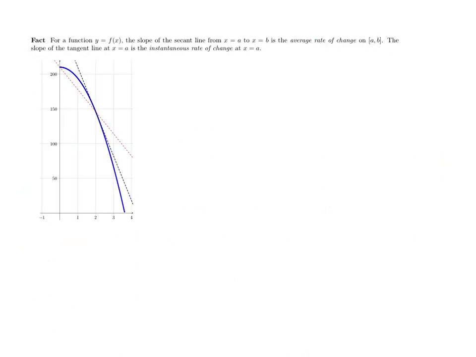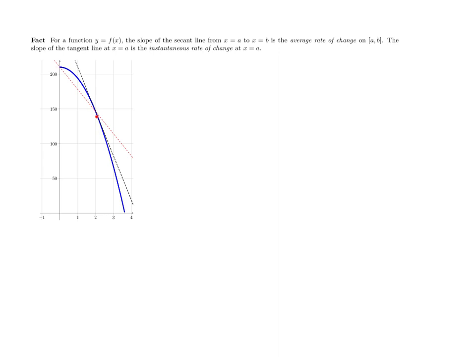I'd like to state as a fact that if you're given a function y equals f of x, the slope of the secant line between a and b is what we call the average rate of change. And the slope of a tangent line at a given point is called the instantaneous rate of change. In the last example, we were finding average rates of change, and actually we found average velocities. We didn't actually find an instantaneous velocity, but we got a really good estimate for it.